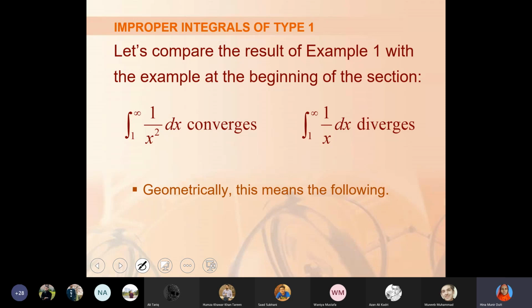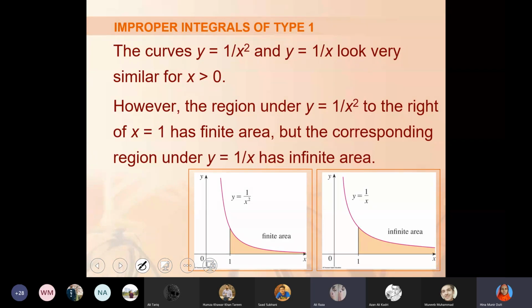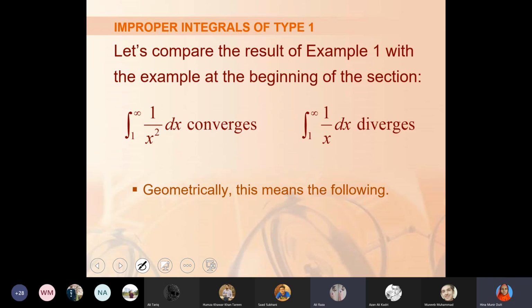What is the reason for this, why does this happen? Both represent an infinite region, the x-axis is an asymptote for both, both have the x-axis as asymptote, both represent an infinite region, but the area for the first case is finite and for the second case the area is infinite. What is the reason? The integral of 1 over x comes out as ln of x, but for 1 over x square it is a polynomial, so maybe because of this. So geometrically, what is the region for this?